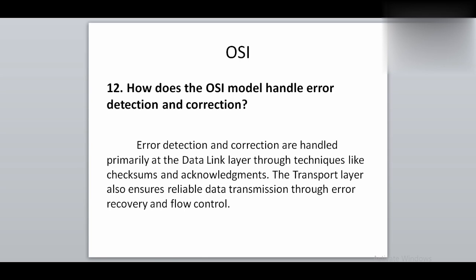Question 12. How does the OSI model handle error detection and correction? In two layers, there are functions like error detection and correction. One is the data link layer and the second one is the transport layer. We discussed both layers previously.